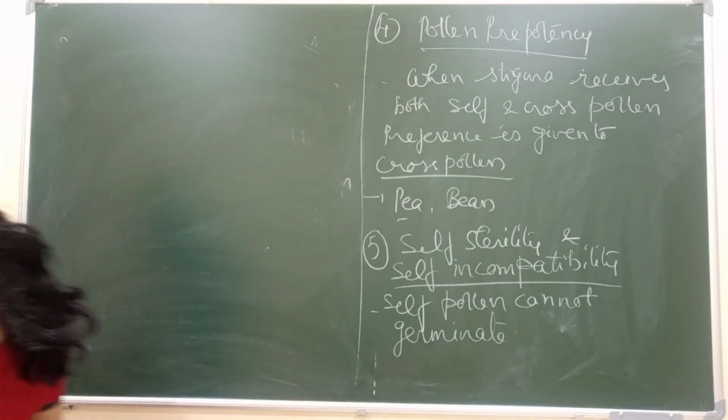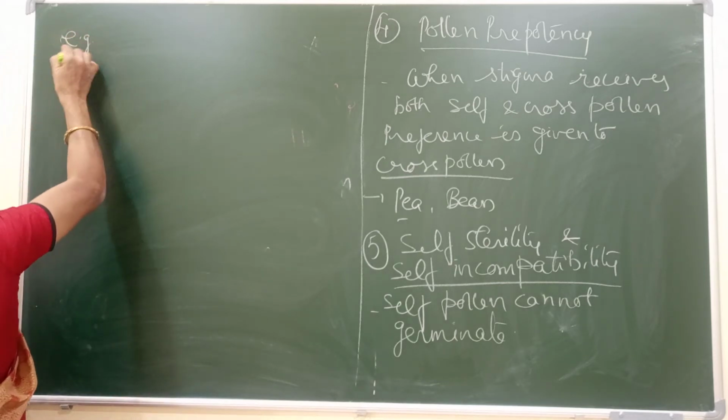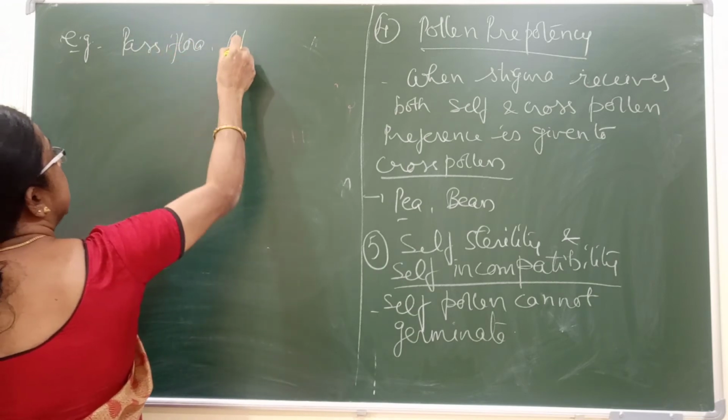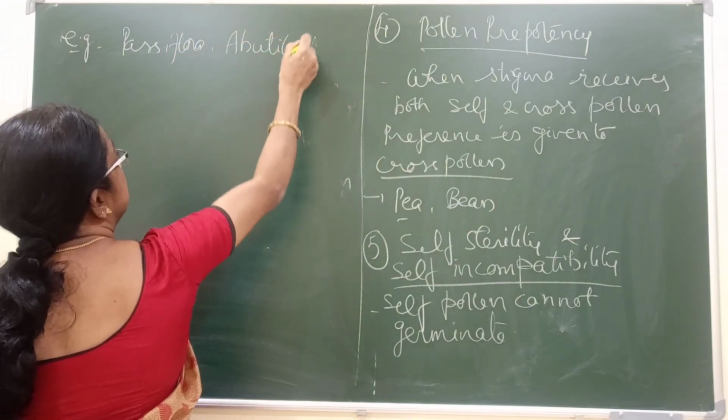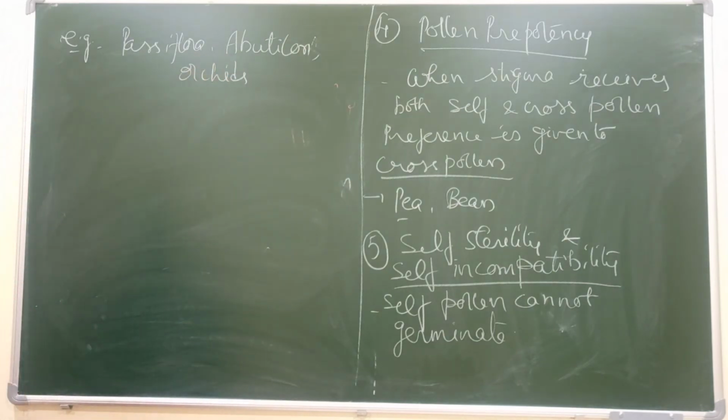Examples are found in Passiflora, Abutilon, orchids. Here we find self-sterility. So here self-pollination can occur, but it will not promote self-fertilization. That point should be very clear, and this is a genetic phenomenon. Occurrence of self-incompatibility is a genetic mechanism.